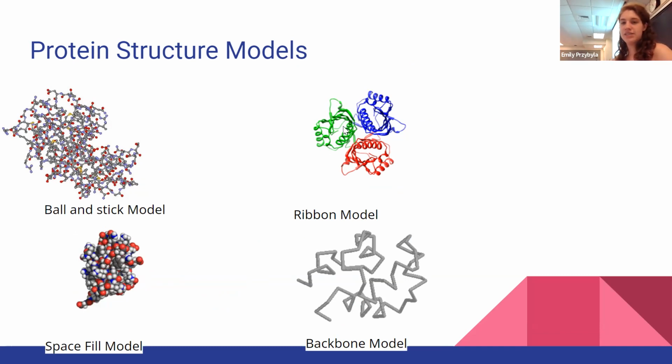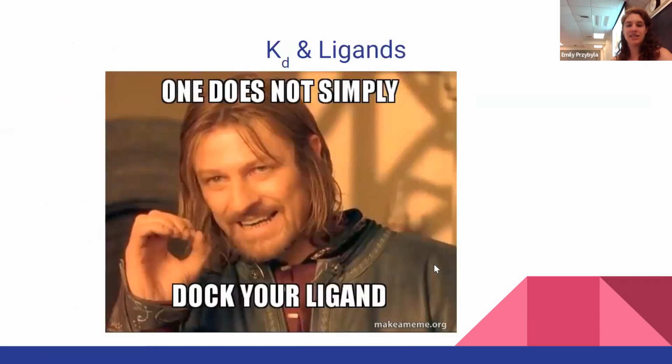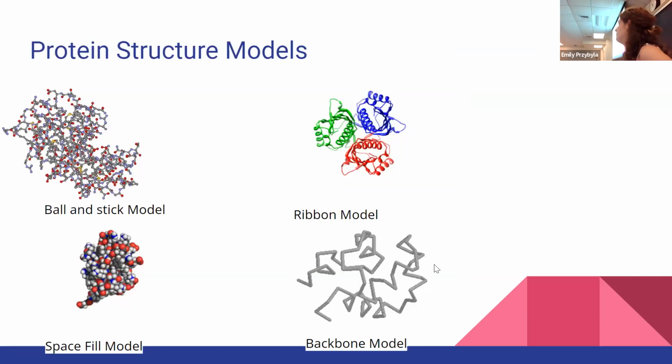And then the ribbon model, you see the alpha helices and then there's some beta sheets. Sometimes you'll see arrows of the beta sheet, or like the beta sheets look like arrows. I don't know why. Space fill, you can see all of these atoms in real space, probably color coded for what they are. And then the backbone is just a sad little backbone all by itself. I think that's it for protein models, protein structure modeling.